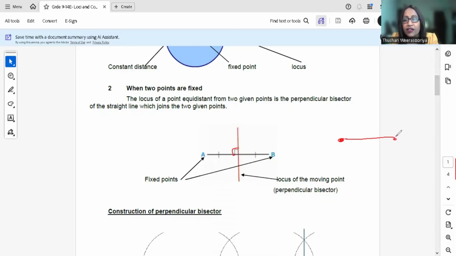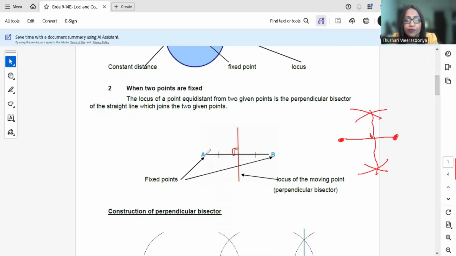Now, with the two fixed points, keep the compass point here and draw an arc. You have to take a distance more than half. Roughly, take more than half. Just imagine this is the midpoint, the middle. Take more than half and draw two arcs on the top and the bottom. Without changing, keep the compass point on the other end and cut these two arcs. Join these two points. That is the perpendicular bisector. Actually, we are constructing, not drawing.